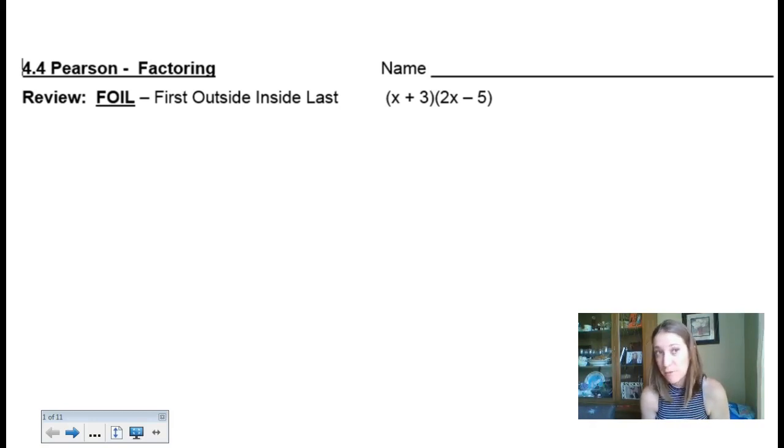So let's remember what it even stood for. It was an acronym, and it was a way of having an Algebra 1 student remember to distribute all of the components to each other. So the F part of foiling represented what happens when you multiply the first two terms together in each binomial. So x times x was x squared.